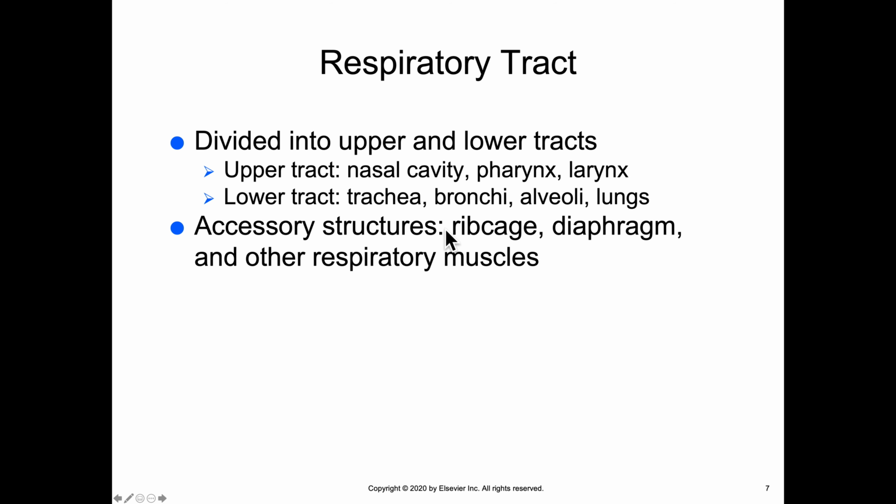There are also accessory structures, your rib cage, your diaphragm, and other respiratory muscles. Remember, your diaphragm is your primary muscle for respiration, your rib cage is enclosing them. I'm sure you can name some of the other respiratory muscles, your scalenes, your SCM, your serratus posterior, all of those function in respiration.